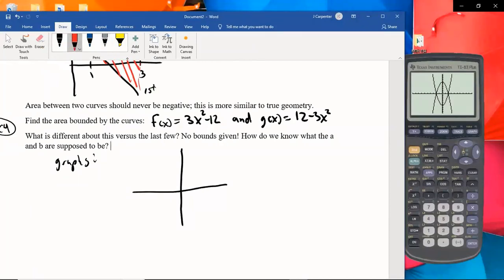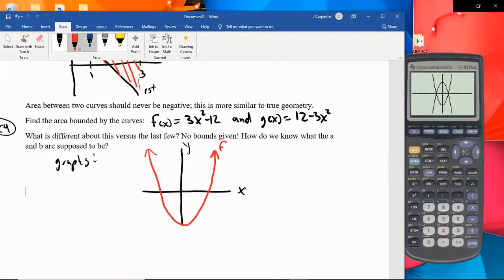Our f of x looks something like this. That's not very symmetric looking. In fact, that horizontal line looks terrible. A little better. Here's our f function. It looks something like this. That looks more accurate.